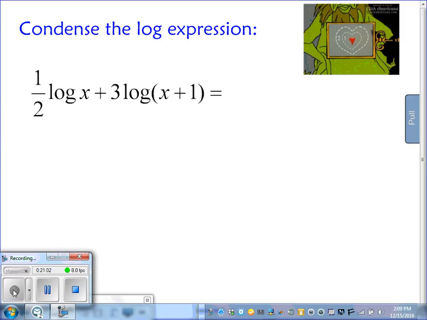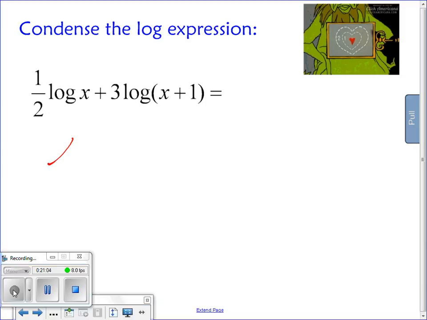So let's take a look. I know I'm going to have just 1 log when I'm done. Let's try to pull all this back together. Because I'm condensing it, I want you to push it all the way back down. So what happens to this 1/2? It goes to an exponent on the x. Good. So it becomes log radical x, because this comes over here to the 1/2 power.